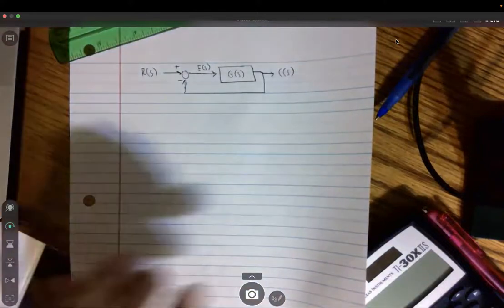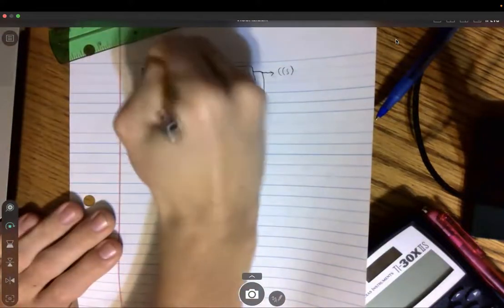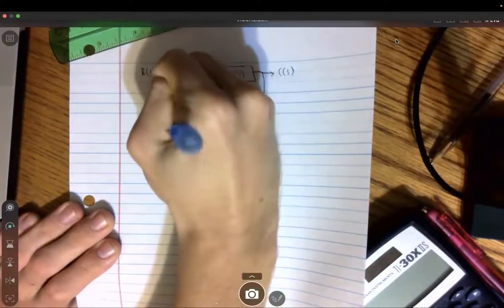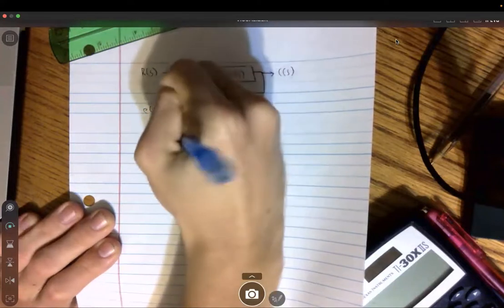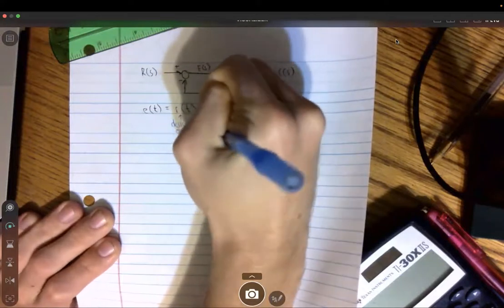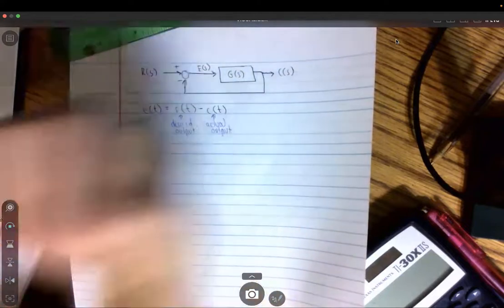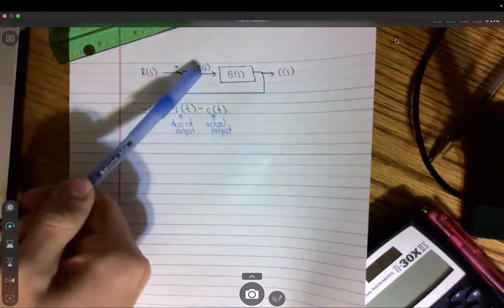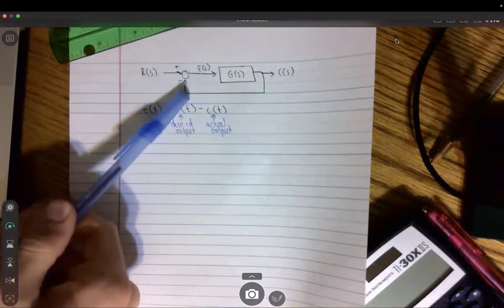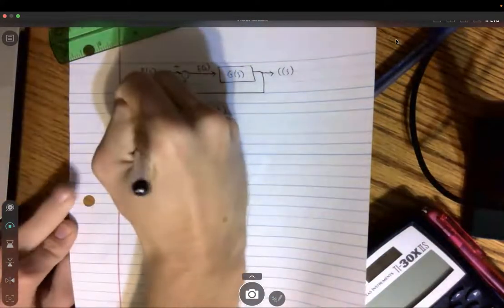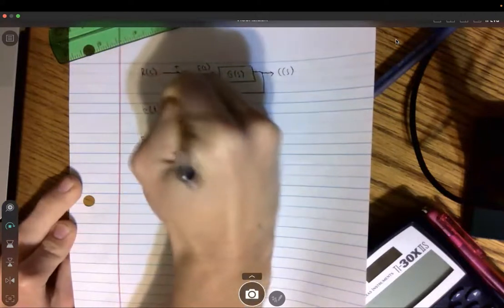We basically notice that the error, E of T, is defined as the input minus the output. And this input is known as our desired output, because that's what we want to see at the output, what we put in, where this one is going to be our actual output, what we're actually seeing at the output. So the difference between the two, E of T, is defined as R of T minus C of T. And this is often written in terms of just taking the Laplace of these. E of S is equal to R of S minus C of S.